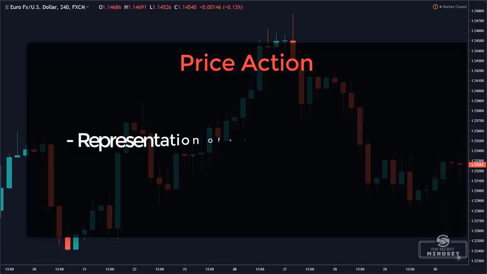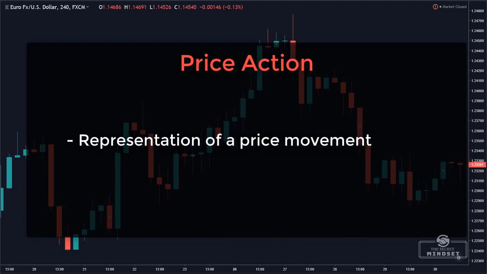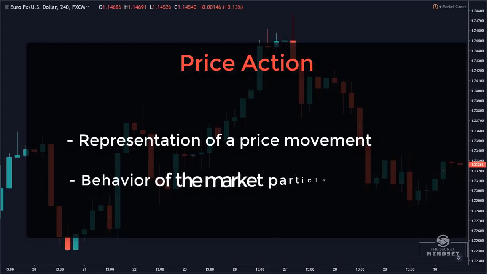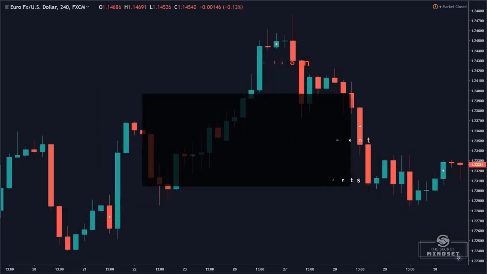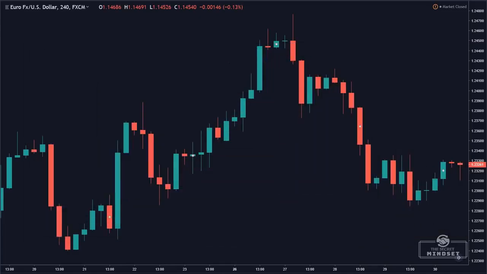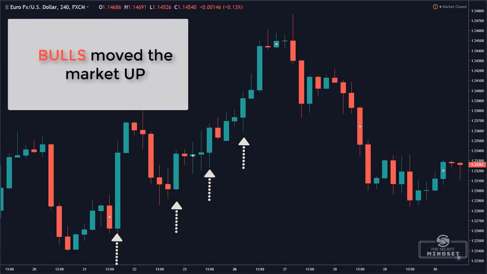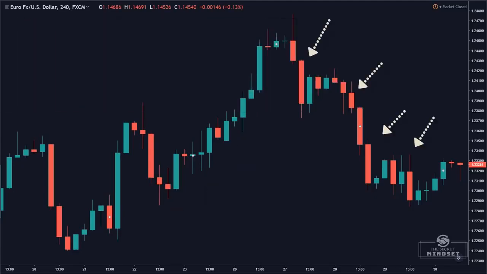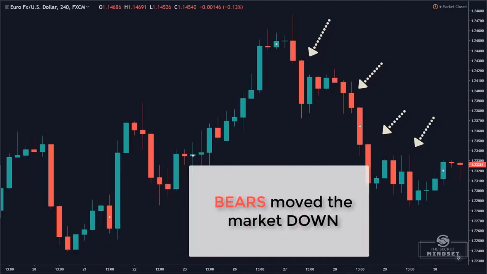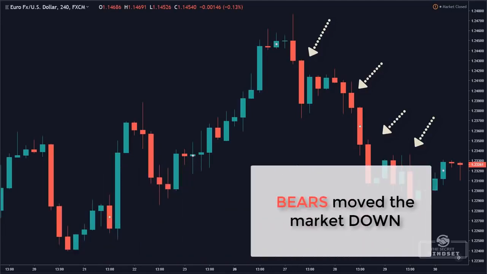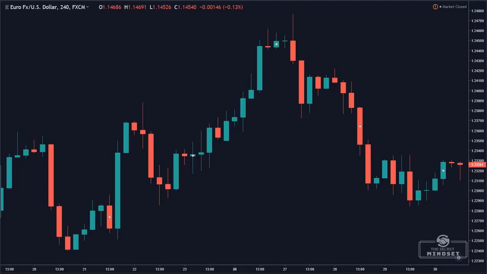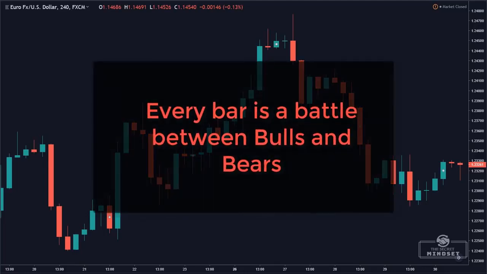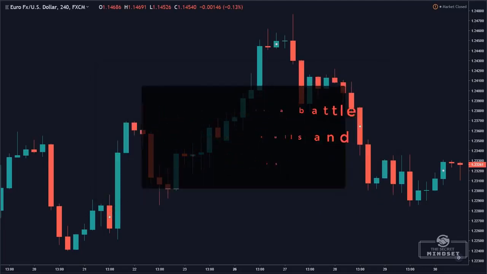Price action is a representation of a price movement on a given chart, and at its core it's basically a representation of the behavior of the market participants, namely the bulls and the bears. The bulls want to move the market up, and their strength is represented by upward bars, while the bears want to move the market down, and their strength is represented by downward bars. Every bar on a given chart is basically a battle between the bulls and the bears.